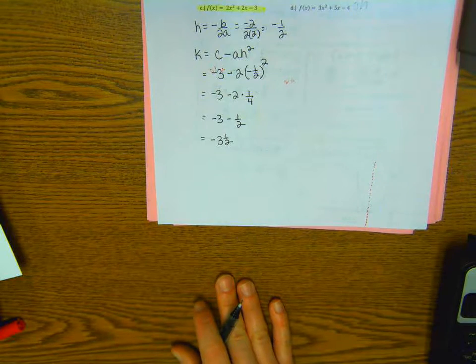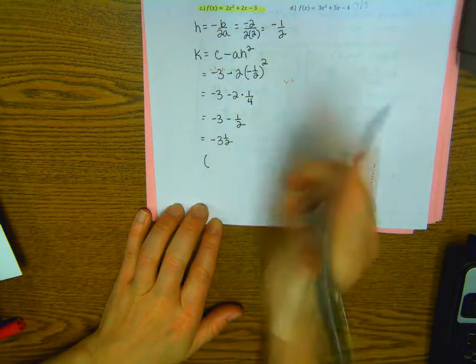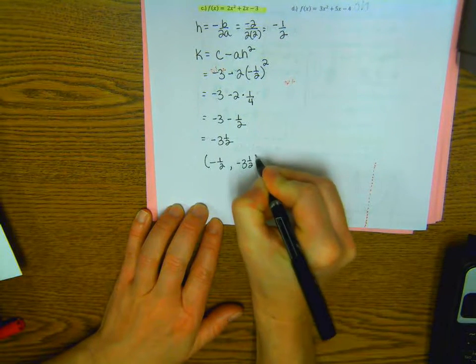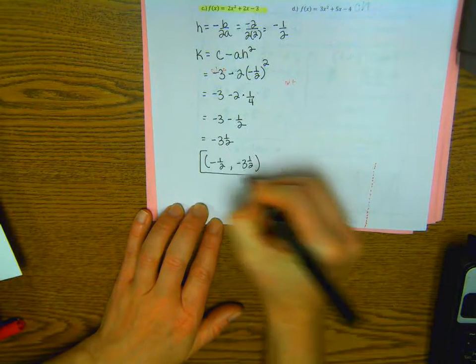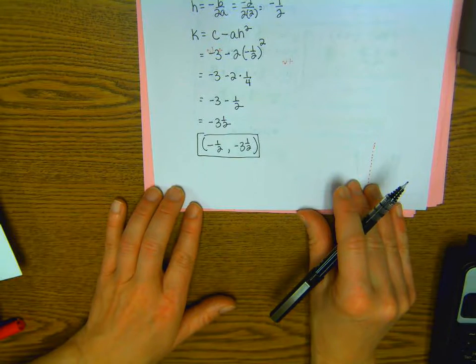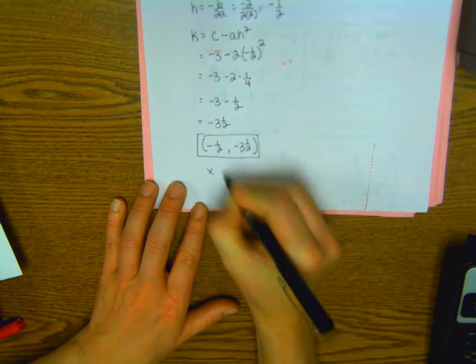Okay, so the vertex: H was negative 1/2, K is negative 3 and 1/2, so that's my vertex. And then the axis of symmetry: X equals negative 1/2.